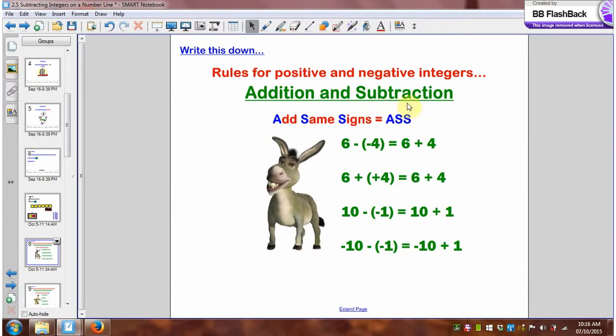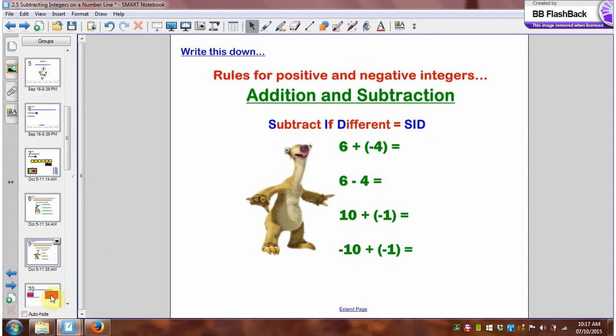Okay, I want you to write those notes in your exercise book and make sure you have those examples down. Don't move on until you have those down. Okay, so the next rule. We talked about add same signs. And now, I want you to copy down subtract if different, or SID. And this is SID from the Ice Age movies. Make sure you copy this down, and also our examples here.